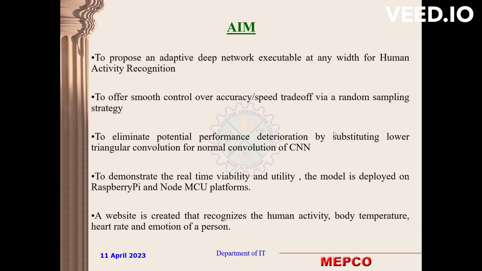The main aim of the project is to make an adaptive deep network where we have modified the number of channels instead of increasing the number of hidden layers. For real-time implementation, we have demonstrated the model on a Raspberry Pi and Node MCU platform. Also, a website is created that detects the human activity, heart rate, and temperature of a person.